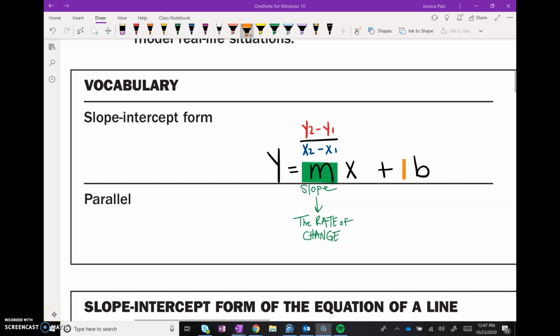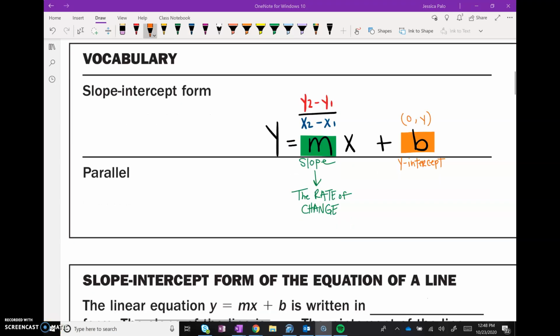The constant term b is the y-intercept. It is the value of y when x equals 0. It's where the graph of this line crosses the y-axis. B is also the starting point or the initial value. X and y represent the values of any coordinate on the graph of this line.